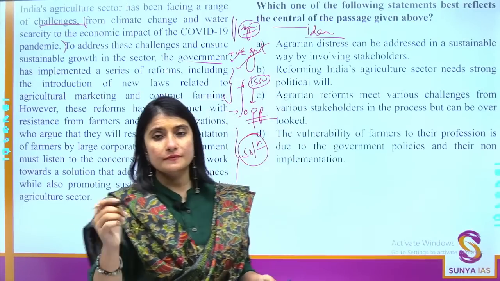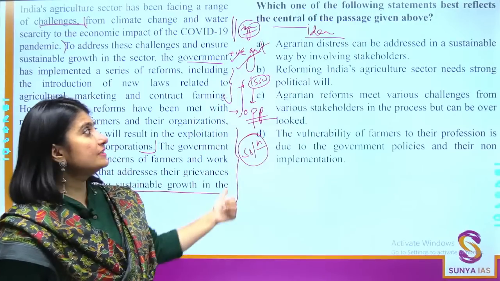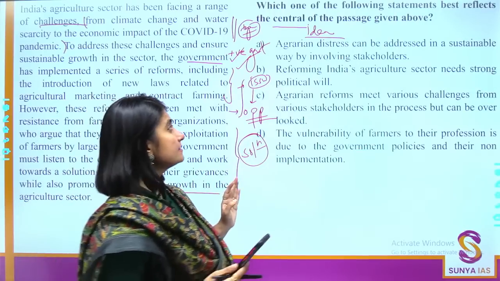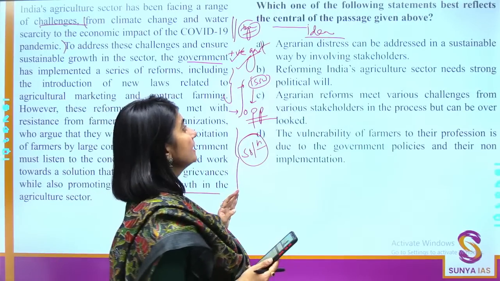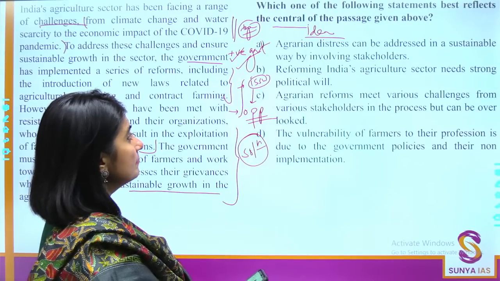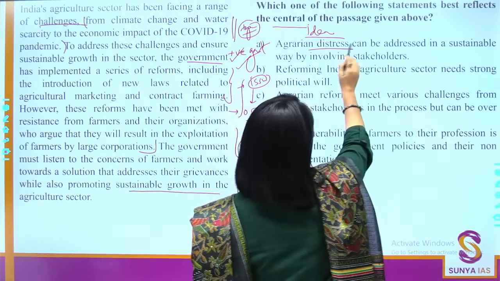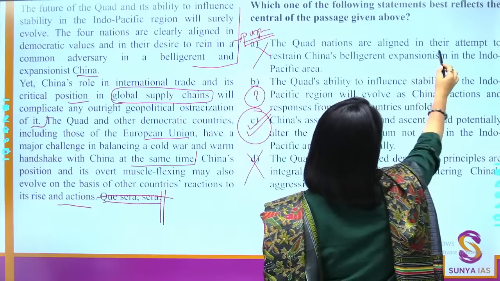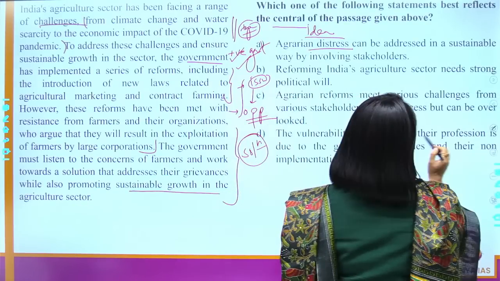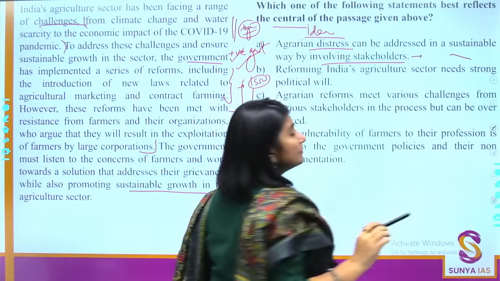So what should the central idea look like? The central idea should have these components for sure. Okay, let us see. Agrarian distress can be addressed in a sustainable way by involving stakeholders. Yes, we're talking about distress. We are talking about addressing it. We are talking about it being sustainable. We're talking about involving people.